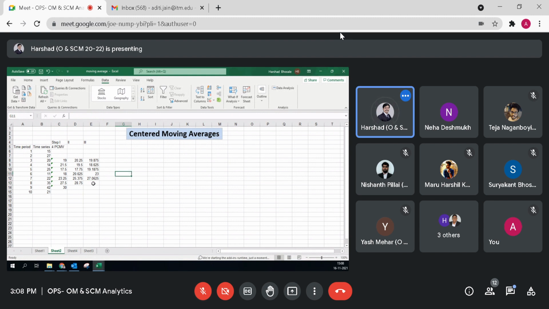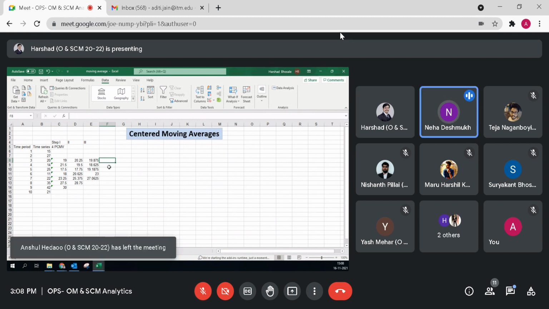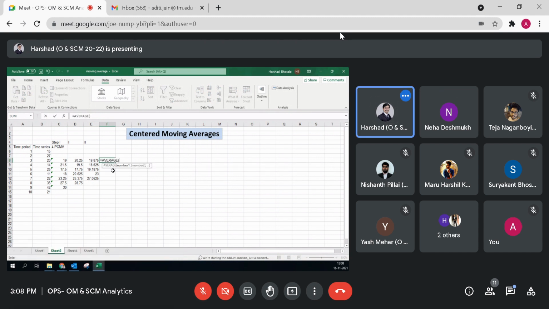Then next, calculate the average of the next two values, again these two and then these two values. Up to how many stages do we have to do? Until you get the centered value, one single value. Okay.